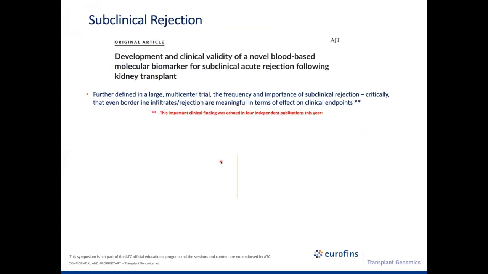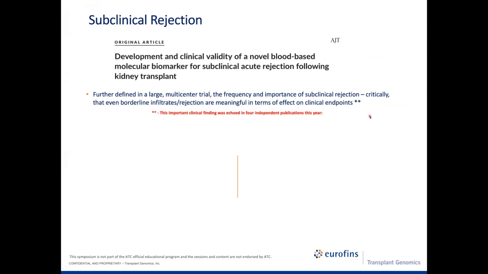And we've learned a lot about subclinical rejection in the last couple of years. On top here is a paper that we did reporting the findings of the CTOD-8 trial, where we developed and validated a novel blood-based biomarker for subclinical acute rejection after kidney transplant. But also, and importantly, we further defined in a large multi-center trial the frequency and importance of subclinical rejection, critically that even borderline infiltrates or rejection are meaningful in terms of effect on clinical endpoints.